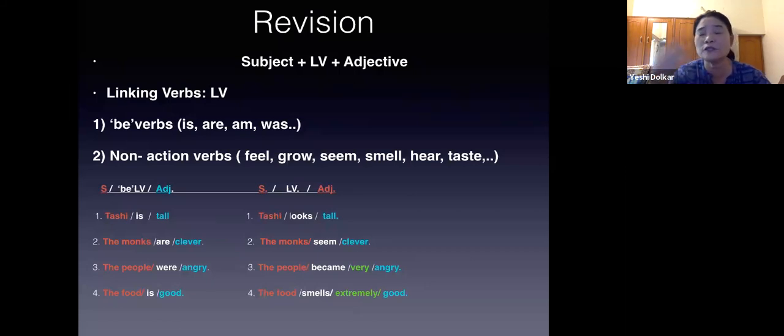So that was the first lesson that we did. Do you remember this? Yes. You remember this? And linking verbs are non-action verbs, and any be verbs too. You can put it in there. Okay. So any questions regarding this? Any questions? Any confusions over here?